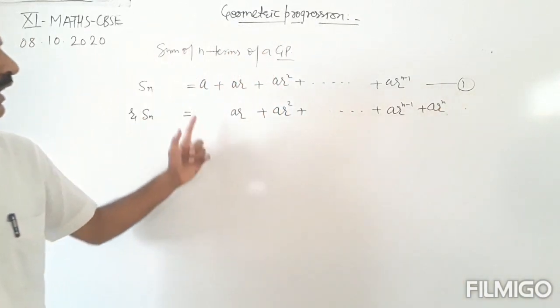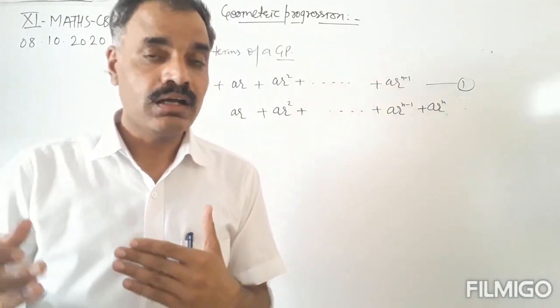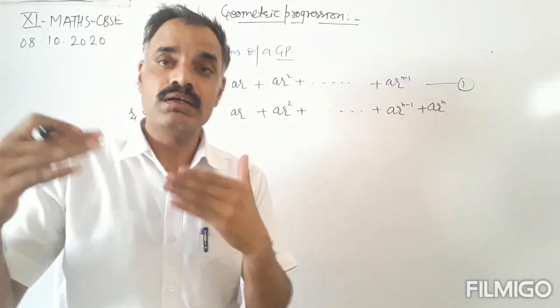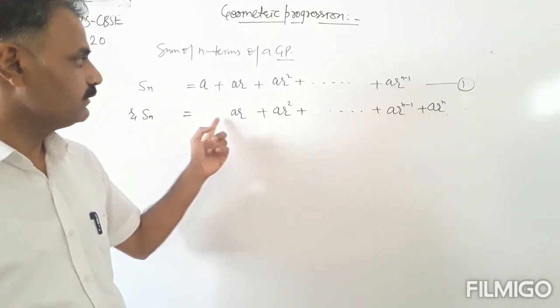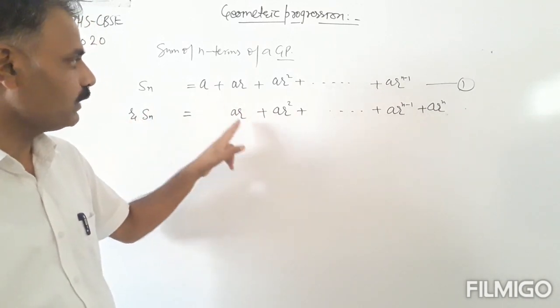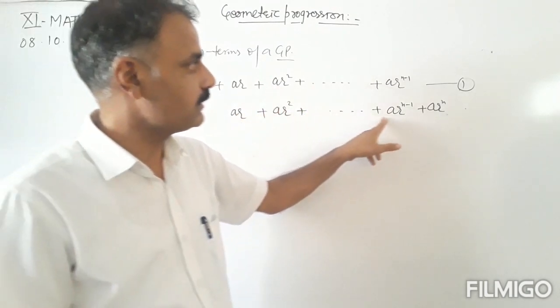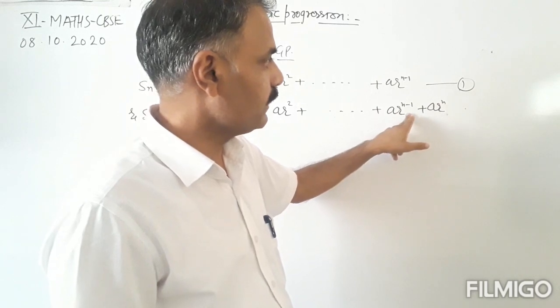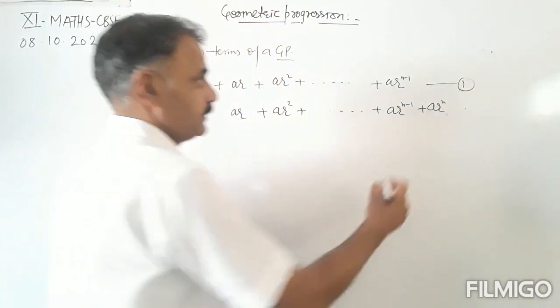Okay, after multiplying equation first by R, means common ratio, left hand side will be R into Sn and right hand side will be A into R square, A into R to the power 3 and so on, AR to the power n minus 1 plus AR to the power n. Okay, now this is equation number 2.